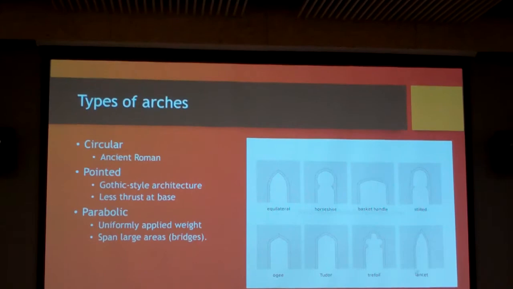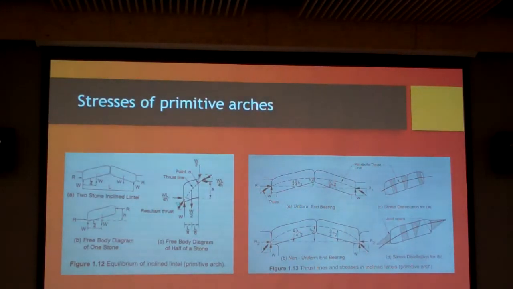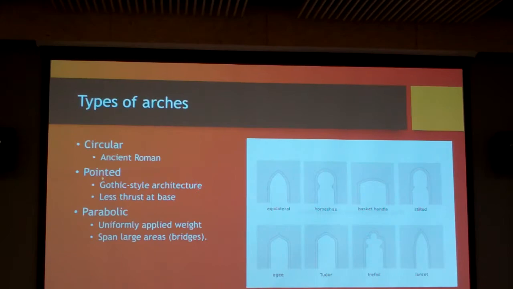And then we have the pointed, which we have the lancet or the equilateral, which are only different because of how wide they are. And that you mainly think of in Gothic architecture. And then we also have the parabolic, which we don't have in this picture, but that's mainly formed for spanning long distances, so we use them in bridges.